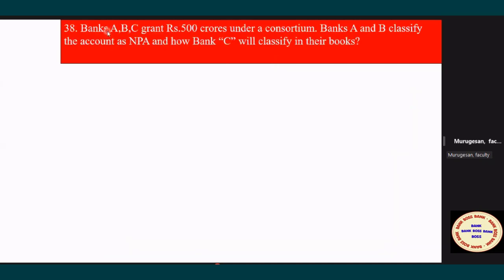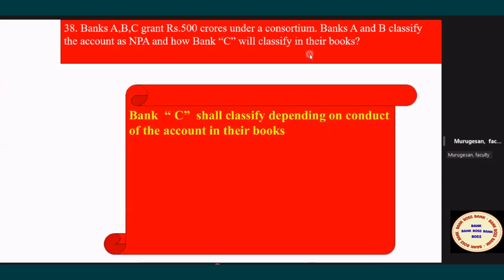Now, question number 38. This is a normal thing, you are well aware. Three banks give 500 crore in a consortium under a joint lending agreement, and banks A and B, two banks, classify the account as NPA. How will bank C classify? This is the question they will ask. Sometimes people will pick the answer that since the consortium leader has classified it as NPA, the other bank also will follow the rule.